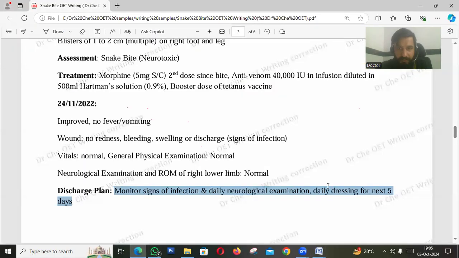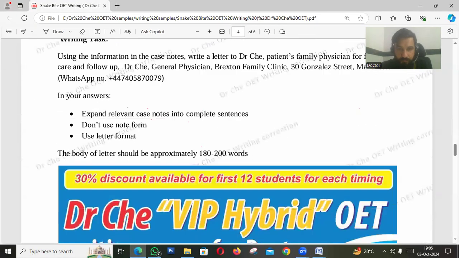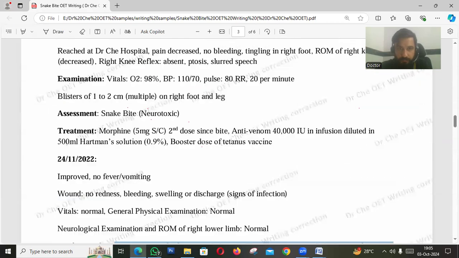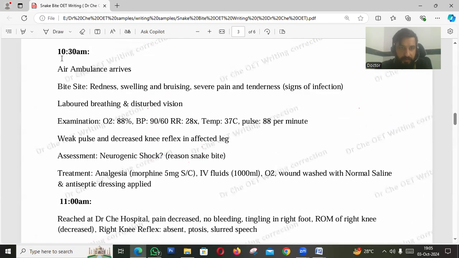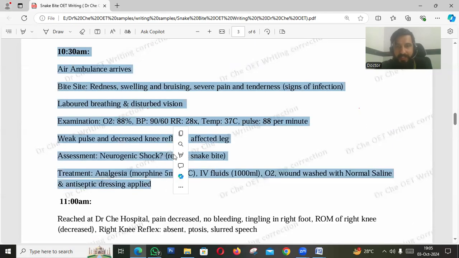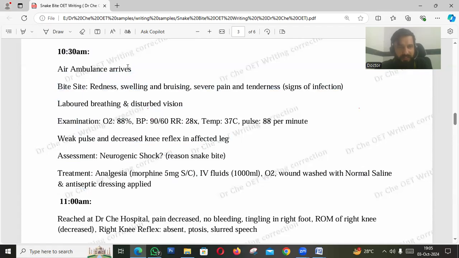Now let's move to the next, okay. Then we have this day, this visit. When the air ambulance arrived, what was the condition of the patient? What was given to the patient? So there's no need to mention that the air ambulance arrived, or you can mention it briefly. At the bite site, you see redness, and when they came, they saw this, okay?